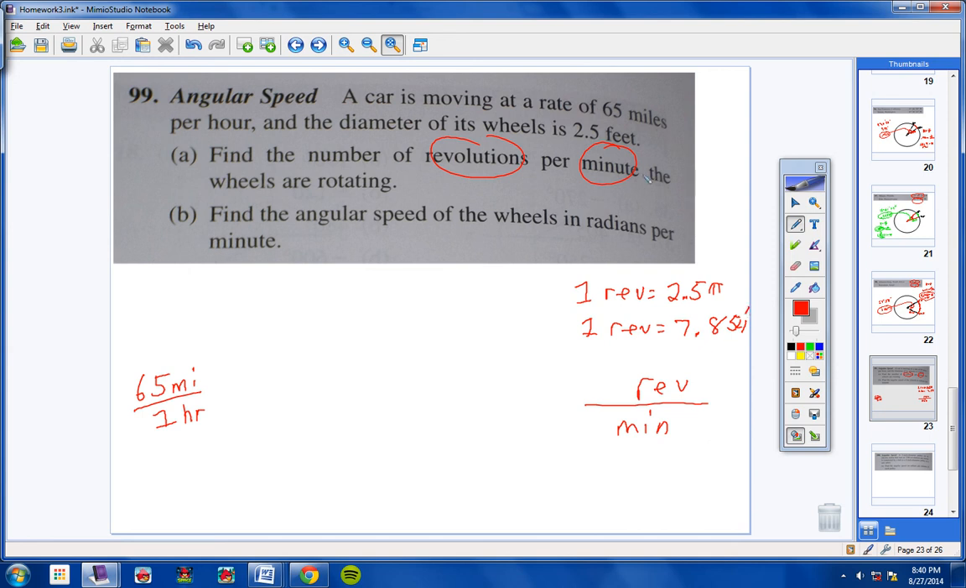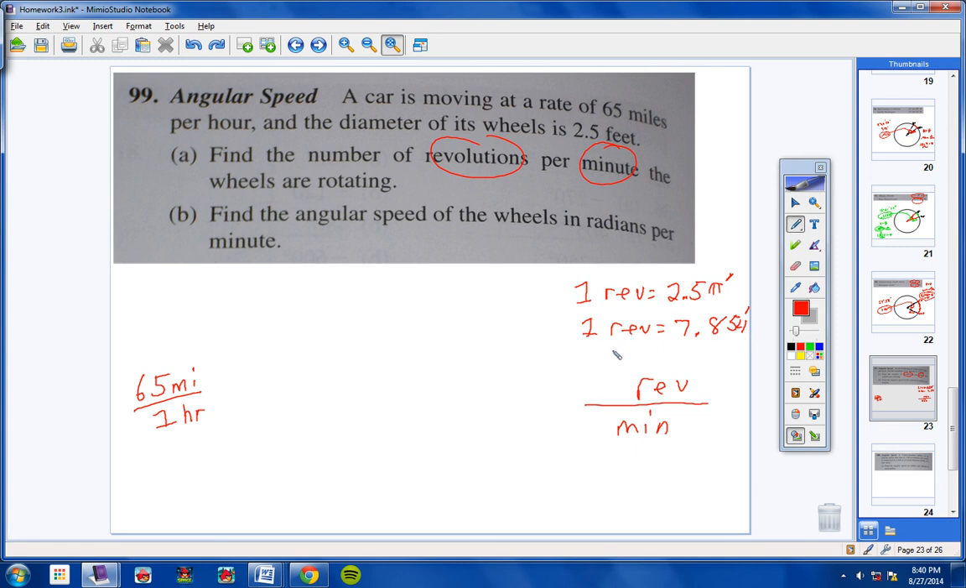Guys, your diameter was in feet. So when you found the circumference and you took pi times the diameter, you were taking pi times 2.5 feet. So 1 revolution equals 2.5 pi feet. So 1 revolution equals 7.854 what? Feet. So students, there's no way I can get miles all the way over to what? Revolutions, unless I first convert my miles to feet, because my revolutions over here is in feet.